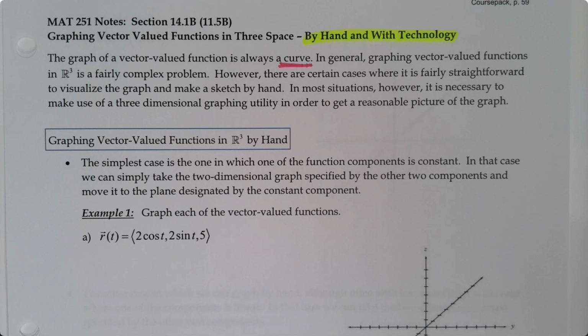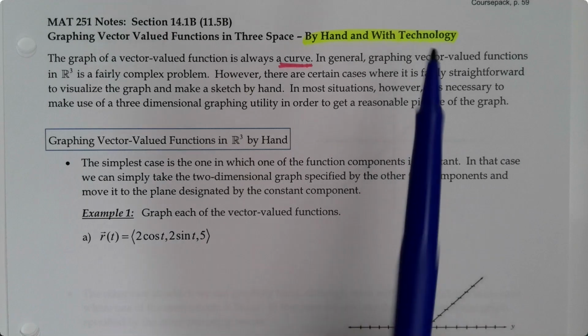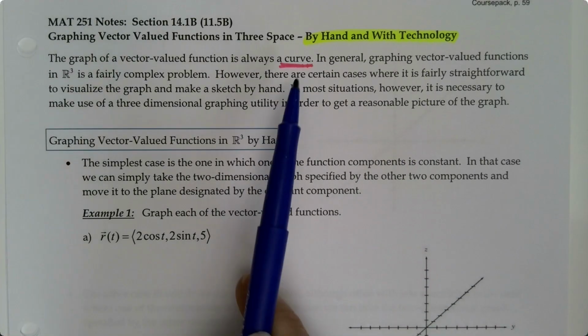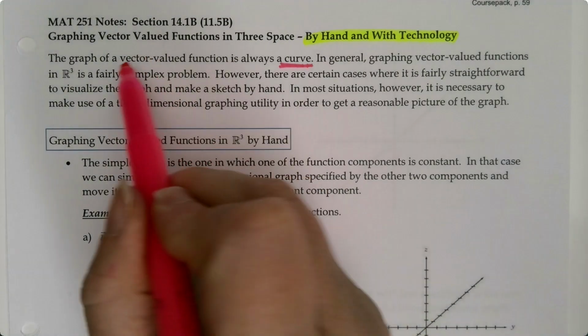So we already saw a preview of this section in the previous section. If you remember, I was graphing with technology, with Maple, to show a three-dimensional picture of a curve, which is what a vector valued function will always be. A vector valued function will always graph as a curve.